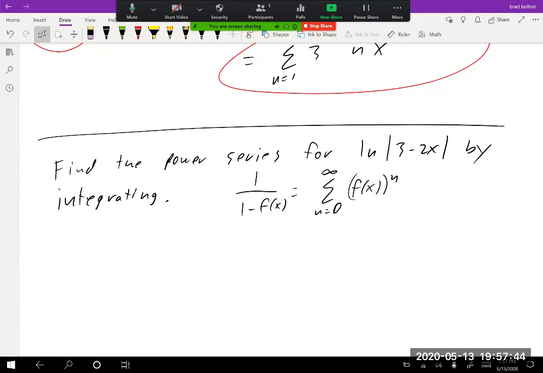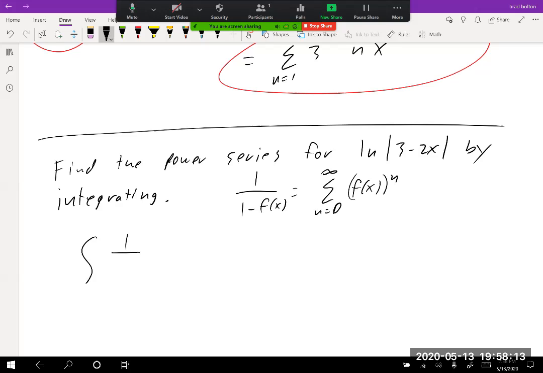All right, so we have find the power series for ln of the absolute value of 3 minus 2x. And I want to somehow take this and get to this, right? How am I going to do that? I mean, it's kind of hard to think about it. But now you have to think, well, we want to use integration this time. So we have to think of something that when you integrate it, you would get ln of 3 minus 2x.